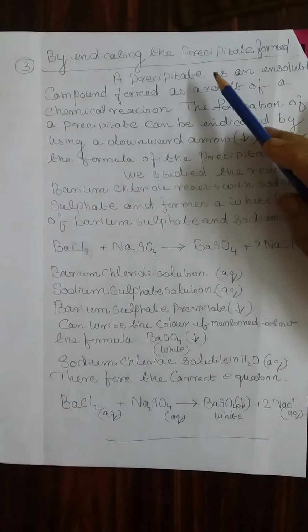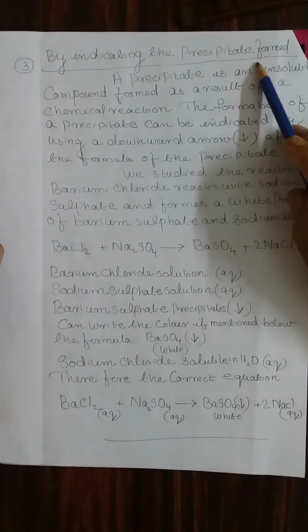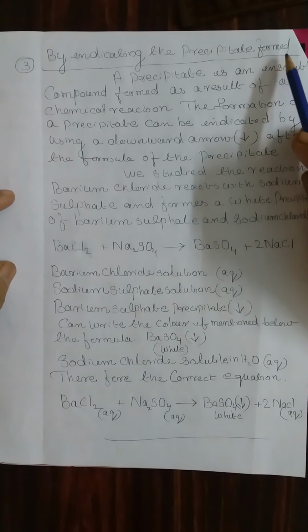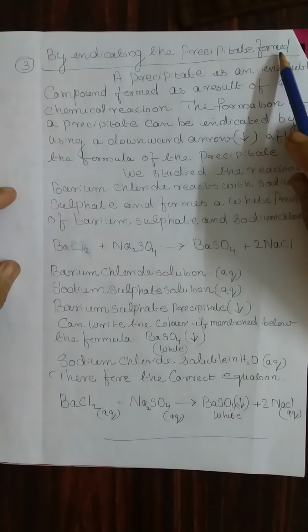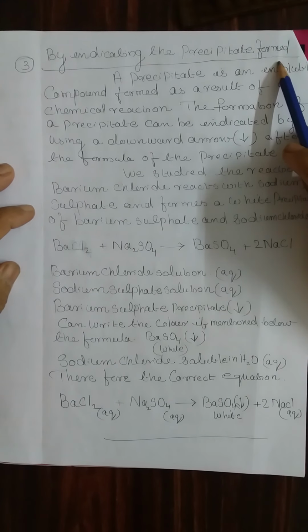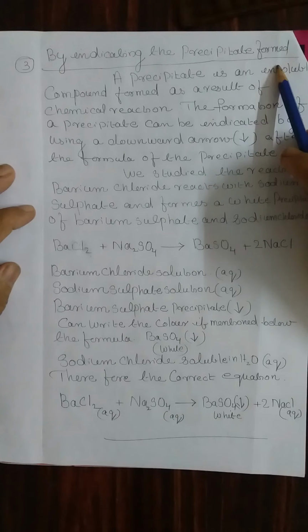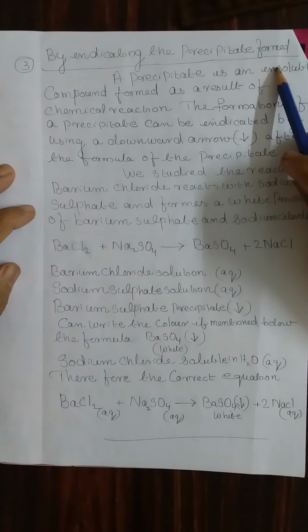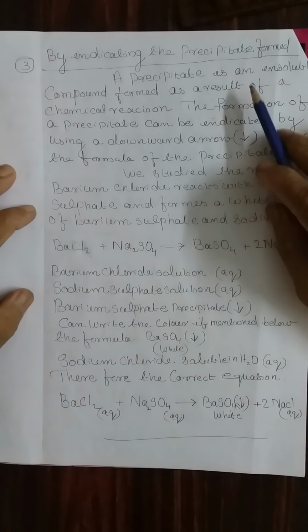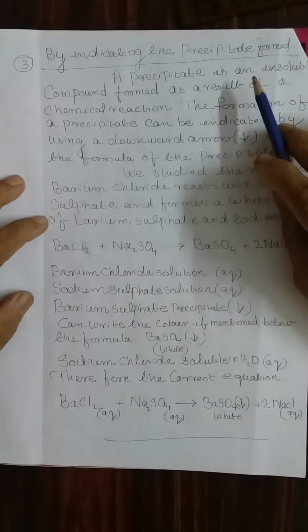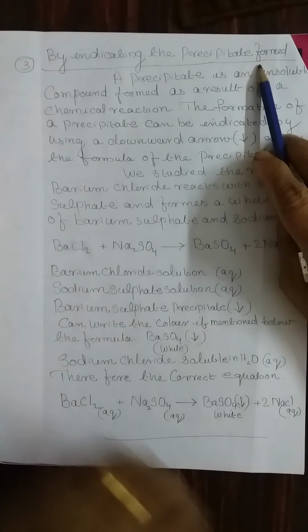Now, by indicating the precipitate formed, we studied two informative ideas when you represent an equation, that is solid, liquid, gas, aqueous, and when a hydrogen is evolved. These are the 5 things we already studied. Now we are going to study the 6th point: when a precipitate is formed, how to represent an equation.